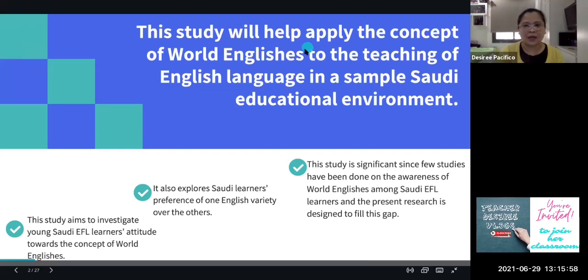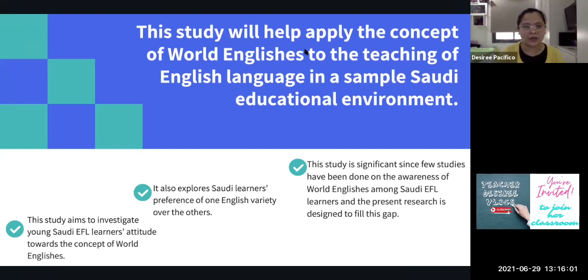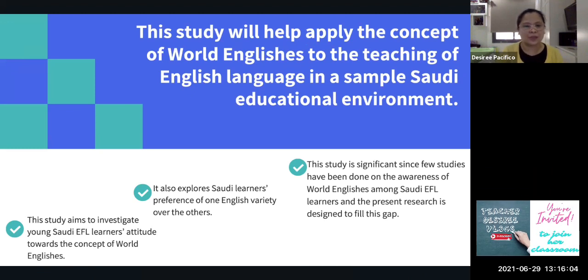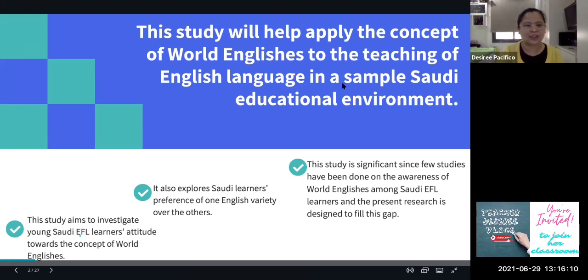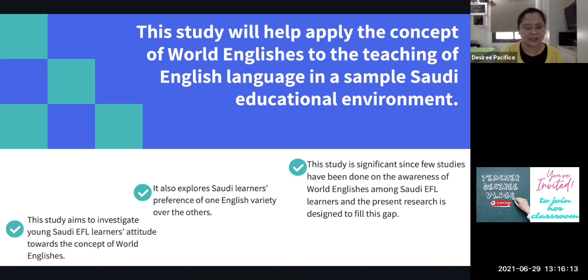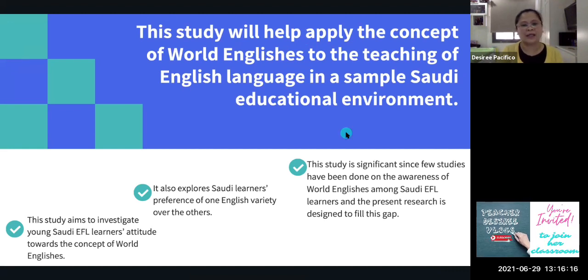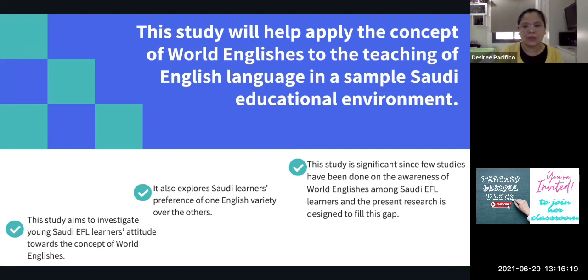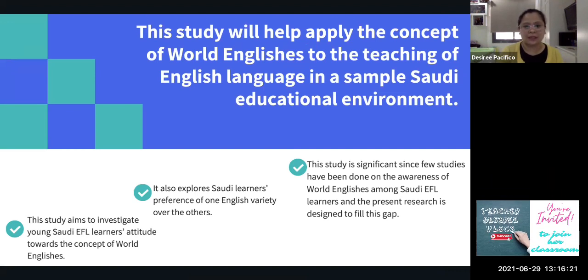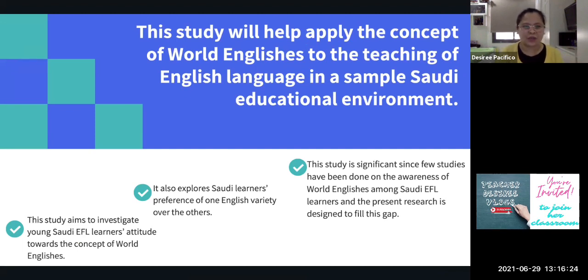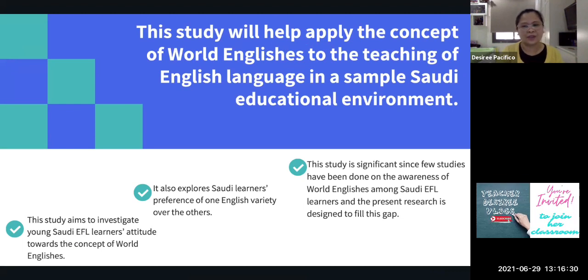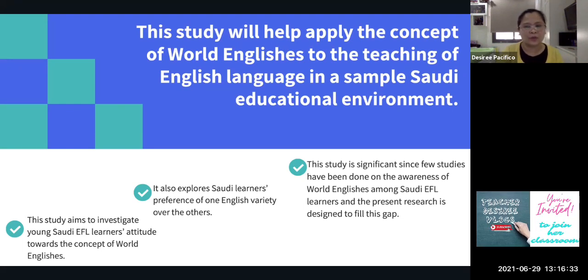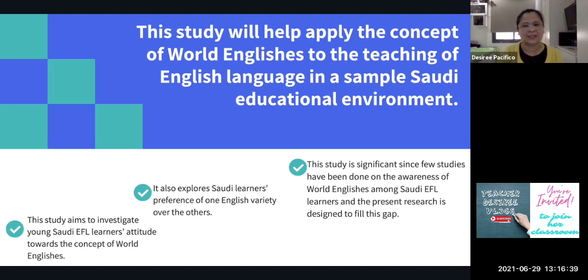Since Saudi Arabia has taken English as a foreign language, this study aims to investigate young Saudi EFL learners' attitude toward the varieties of Englishes, and it explores Saudi learners' preference of one English variety over the others. It means which English they would prefer to listen to and to speak. This study is also significant since few studies have been done on the awareness of world Englishes among Saudi EFL learners, and the present research is designed to fill this gap.